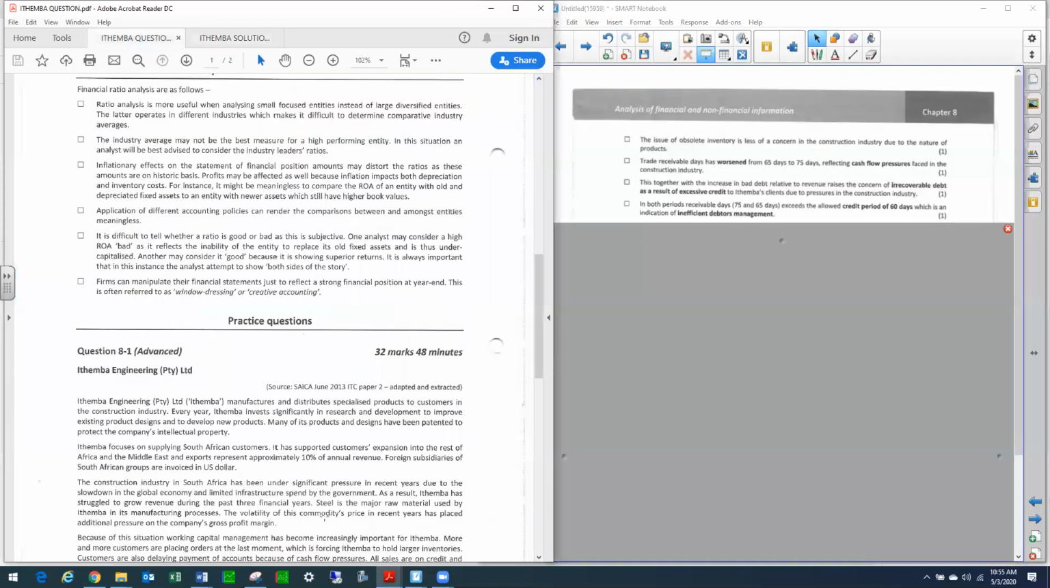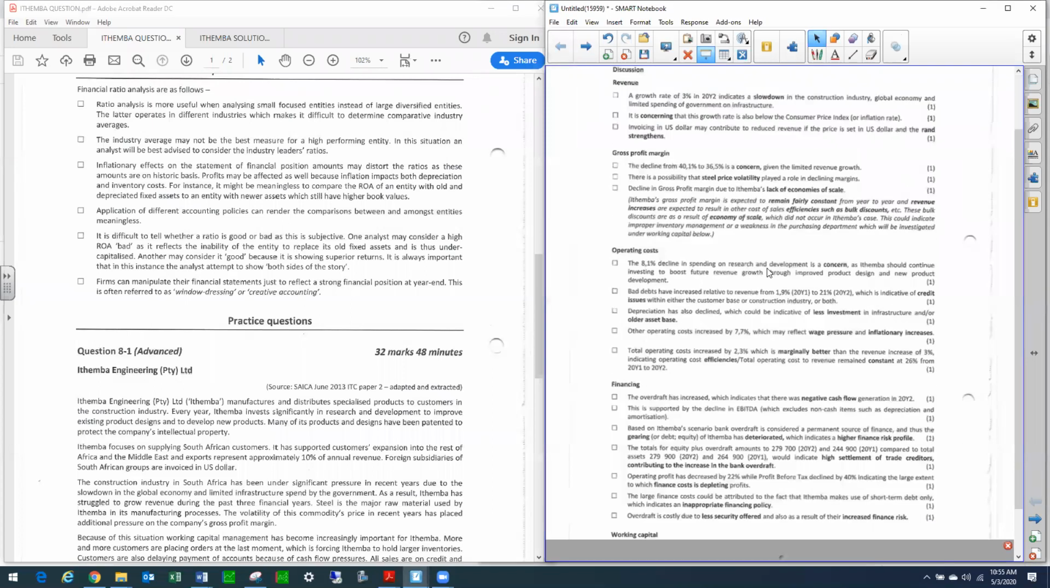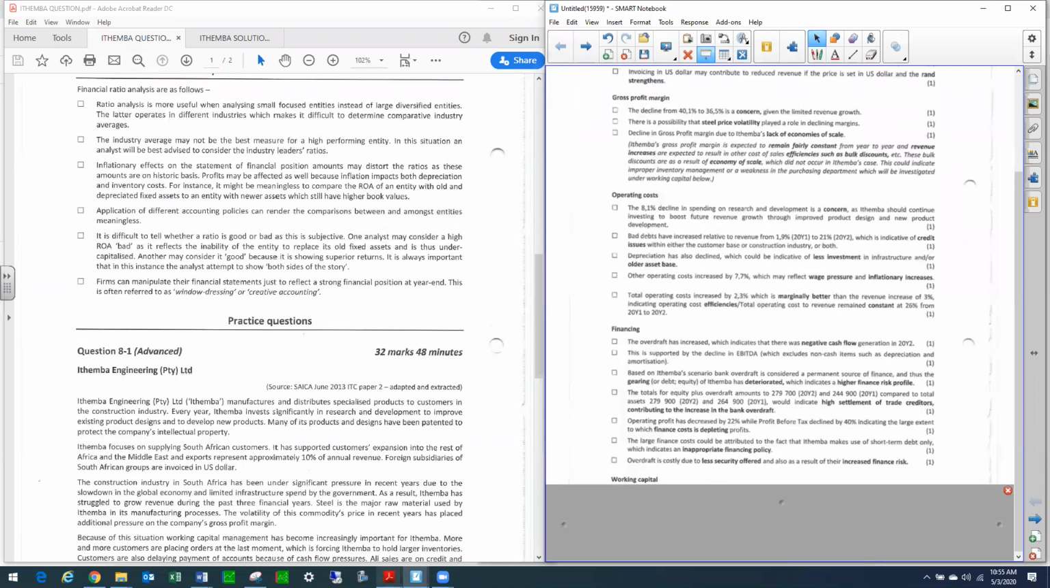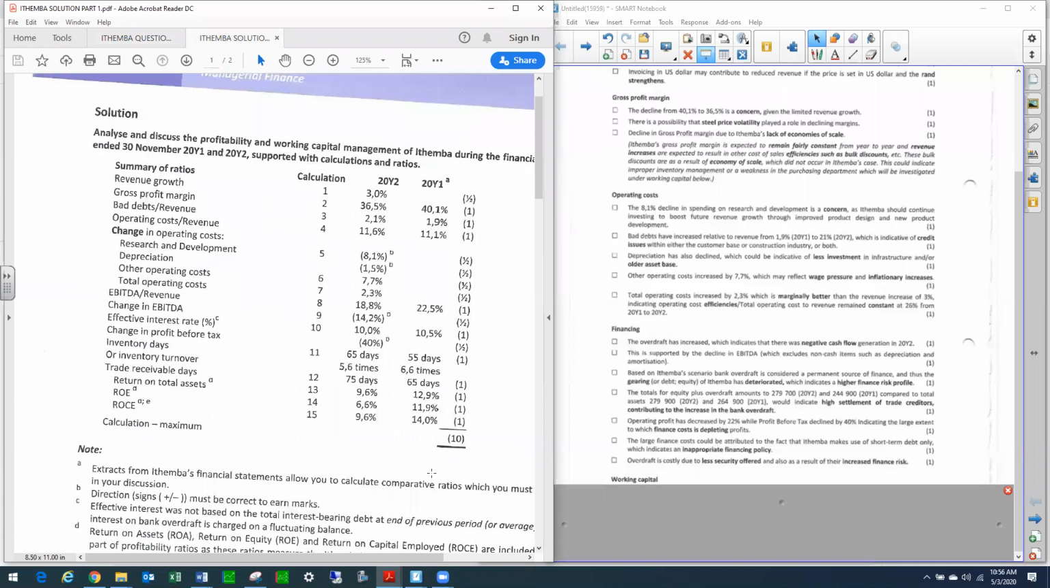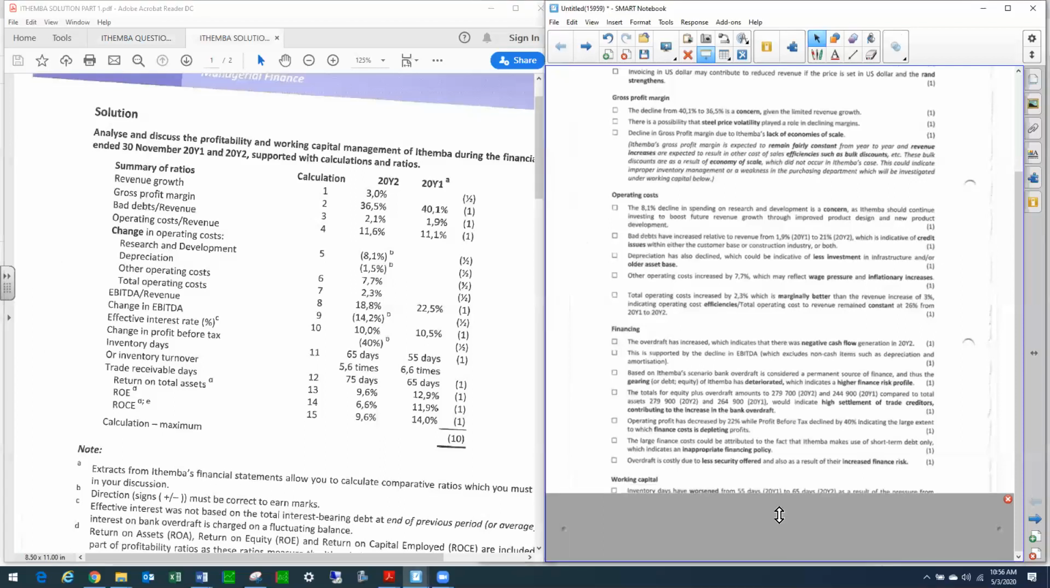And guys, what does it say over here? I want you to just read it. Just at the bottom of the page. So it says, we've been forced to hold bigger inventories. So what do you think we're going to do with our inventory days? 55 to 65. Why has it gone from 55 to 65? Pressure from customers to hold more inventory.